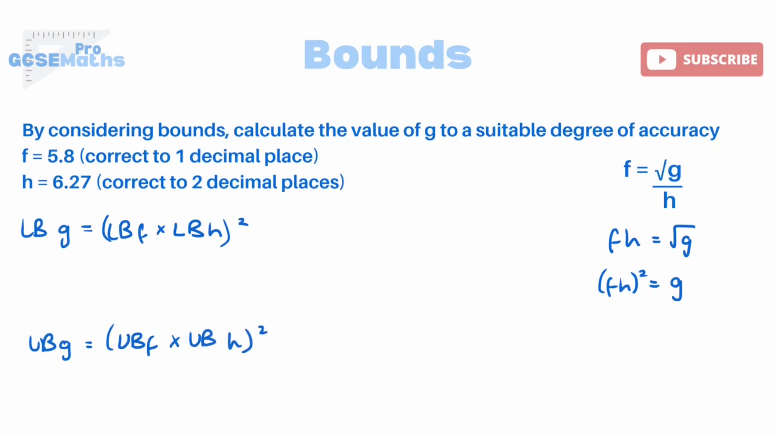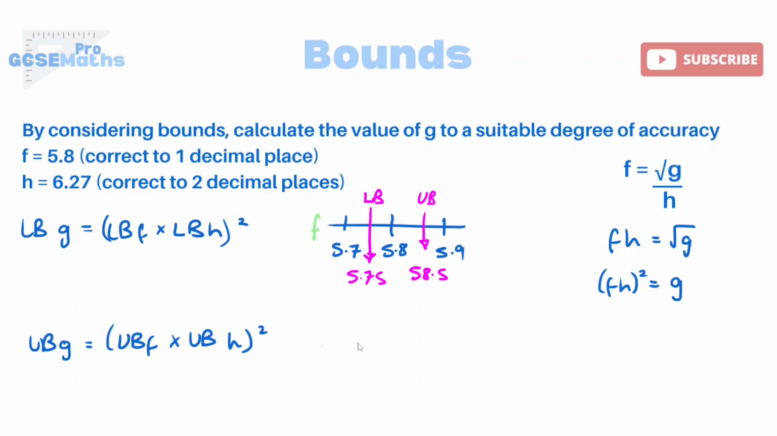So I've got that. Now we're just going to go through and, as before, work out the actual upper and lower bounds of f and h first. So f is 5.8, correct to one decimal place. Again, you might not need to draw out this diagram. You could just figure it out yourself, if you're happy to do so, that's fine. So I do one decimal place below, one above, and then go halfway. I just find it's helpful to lay it out like this. So the lower bound is 5.75, and the upper bound is 5.85. Okay, so that's for f.